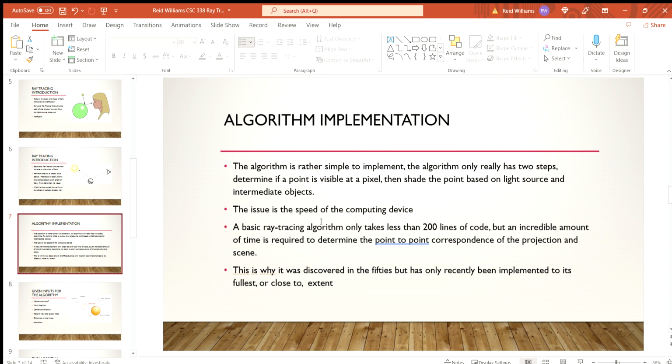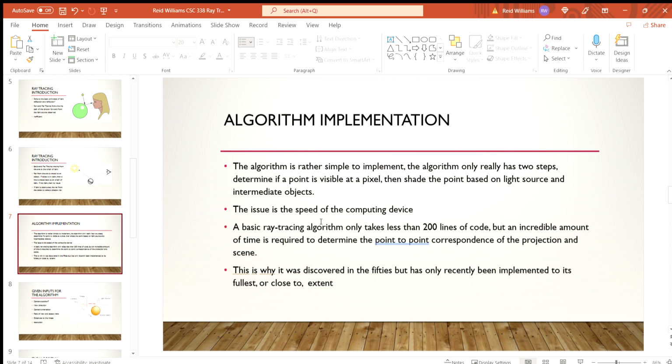So when implementing this algorithm, it makes sense inherently that we're just bouncing something off of another object, light or otherwise, and the physics of that is pretty well understood. It only really has two steps from a high level: determine if a point is visible at a pixel, which you'll see in a minute, then shade the point based on the light source and intermediate objects.